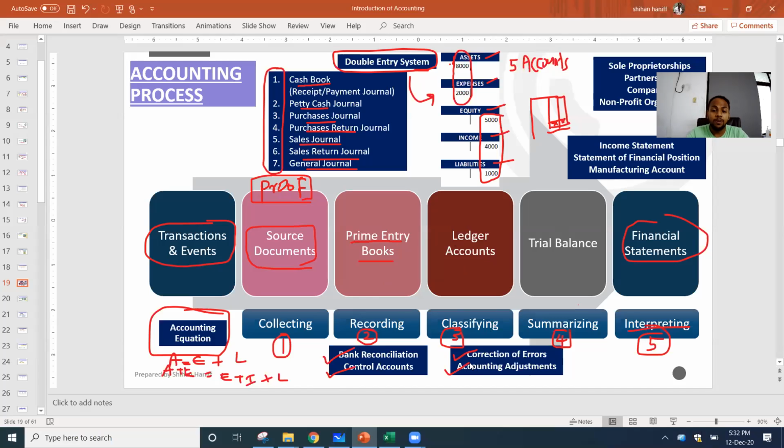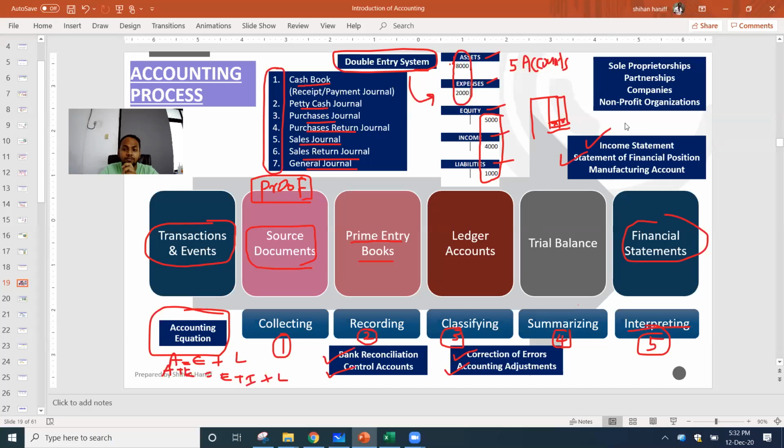Then the accounting adjustments must be done after the trial balance before preparing the financial statements. So accounting adjustments, the inventory, debtors, right? The property, plant and equipment, the depreciation, disposal adjustment. Then we have the accrual adjustments, prepayment, payables, receivable, receiving advance, right? So we learn all these adjustments. Then the financial statements, income statement and statement of financial position of different types of organizations. We have sole proprietorship, partnership, companies, and non-profit organizations.